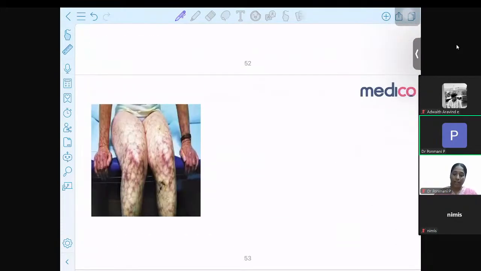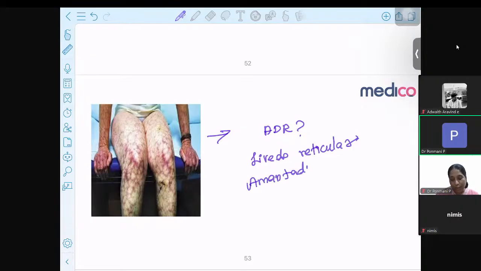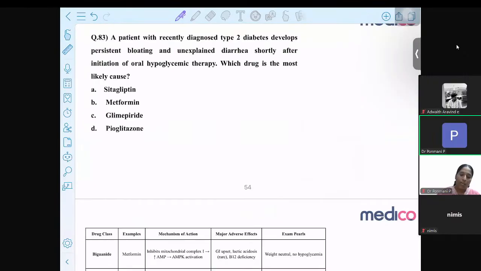Now, before moving on, what does this ADR represent? It is livedo reticularis. What is the most common drug causing it? Amantadine. Amantadine is also used in Parkinsonism. Why have I put it here? Because bromocriptine can also cause livedo reticularis, but the chances are less when compared to that of amantadine. But please remember, it also has the capacity to cause livedo reticularis. Now moving to the next question.